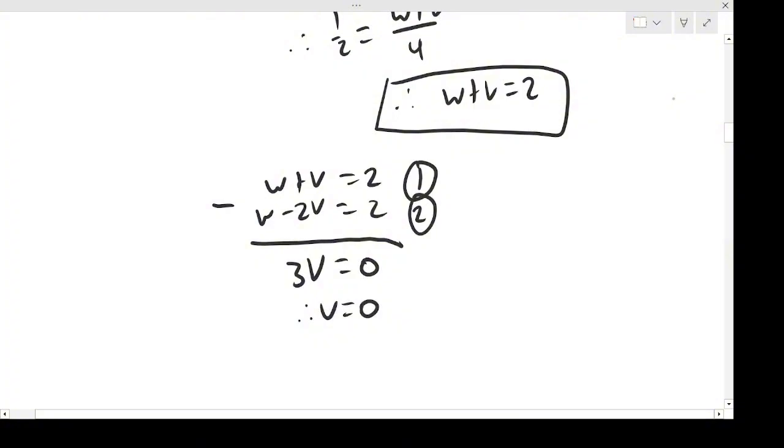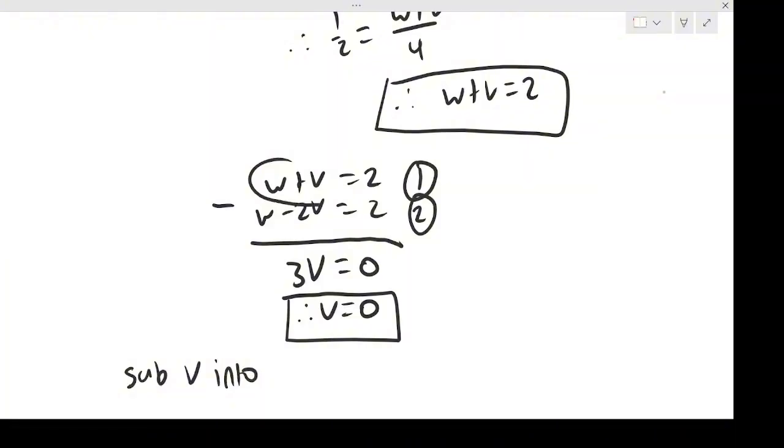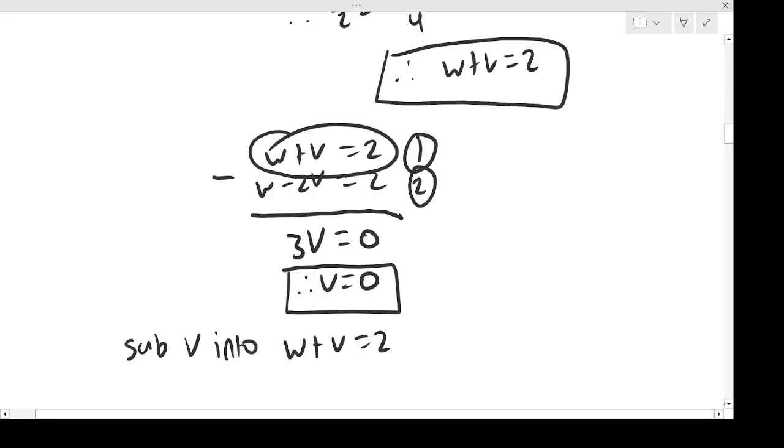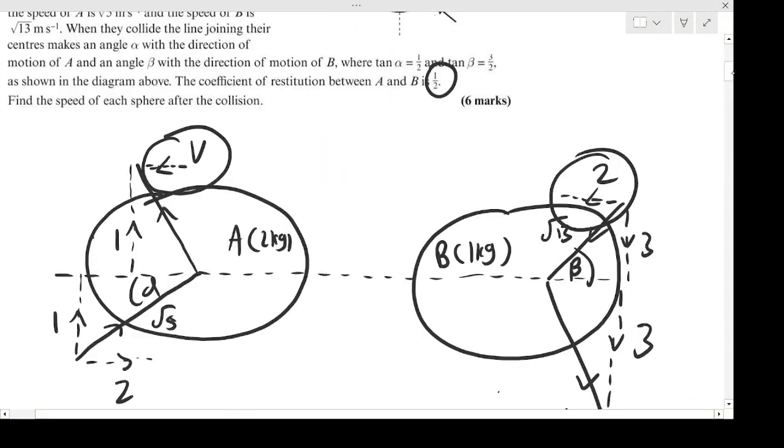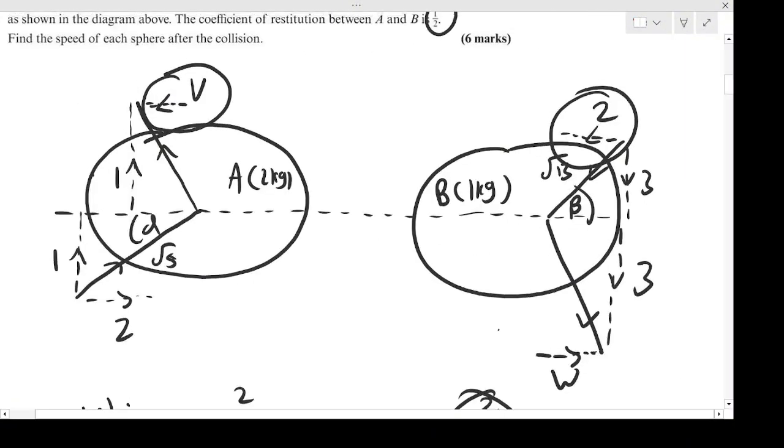Now that's fine, I've not messed up anywhere. You can get 0, it just tells me that parallel part goes to 0, okay, that part of the velocity. And so then to find W, I'm going to sub this V into one of the equations. Let's say substitute it into the top one. So W plus V is 2. Therefore, you're going to get W plus 0 is 2. So therefore, W is 2. And so I've got my two solutions there, okay. So if I go back to my diagram, V is 0, so it's going to go to 0 there, and W is 2, so it's going to go to 2 there.